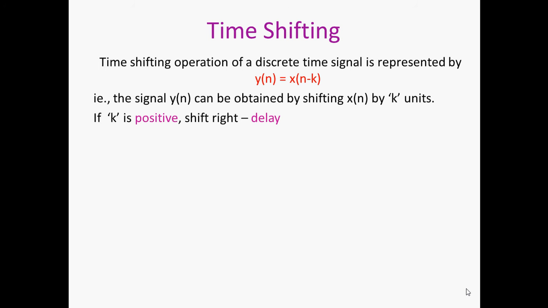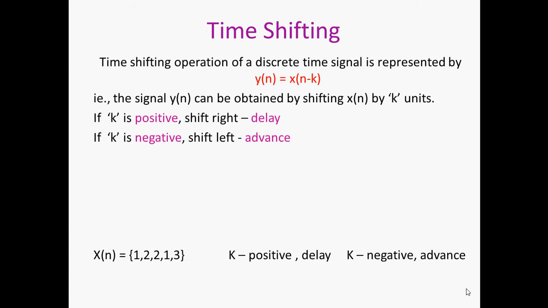If k is positive, shift right, that is delay. If k is negative, shift left, that is advance. That is, the time shifting is obtained as first the x of n signal has been plotted and the k value is obtained from the statement. After obtaining the k value, the value will be added to the starting time period of your x of n. Then it will be shifted.